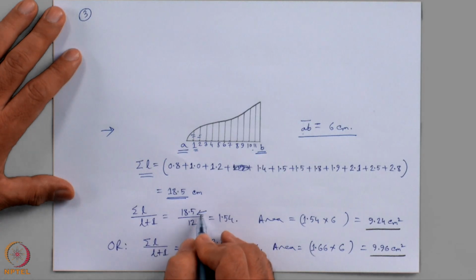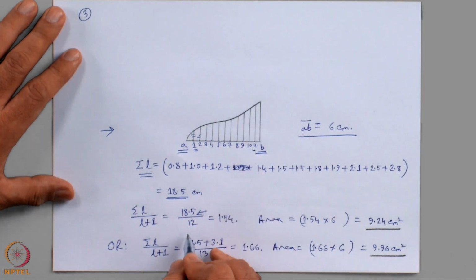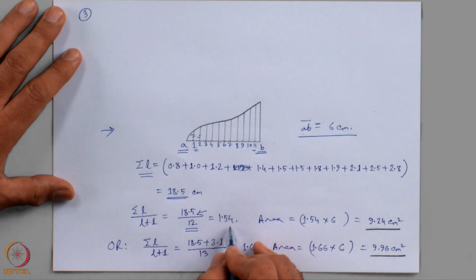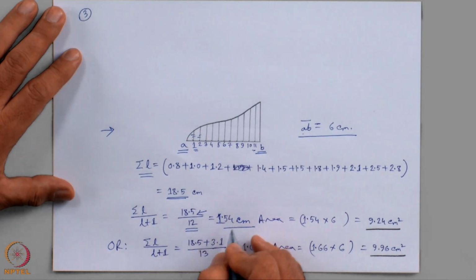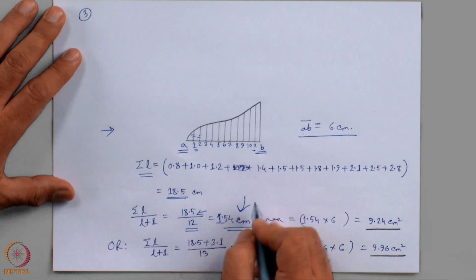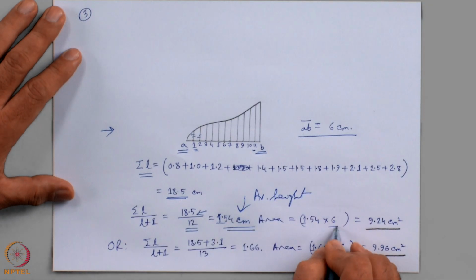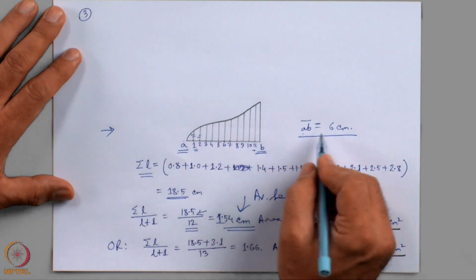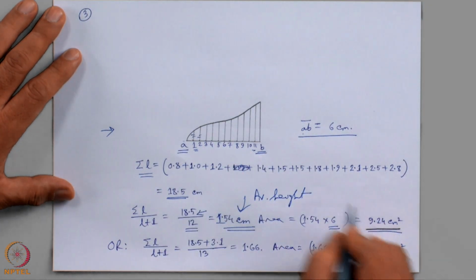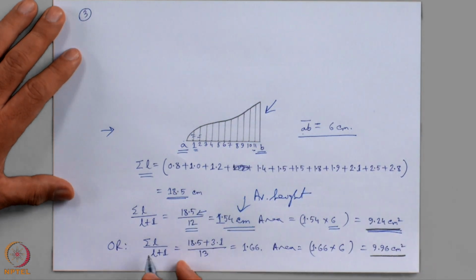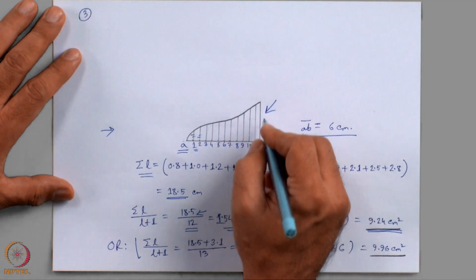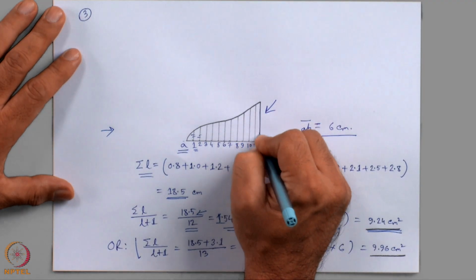Now, I divide 18.5 by 11 plus 1, equal to 12. So, I find the average height is 1.54 centimeter. Multiplying this average height by 6, the AB length of 6 centimeter, we find the area of this irregular geometry to be 9.24 centimeter square.